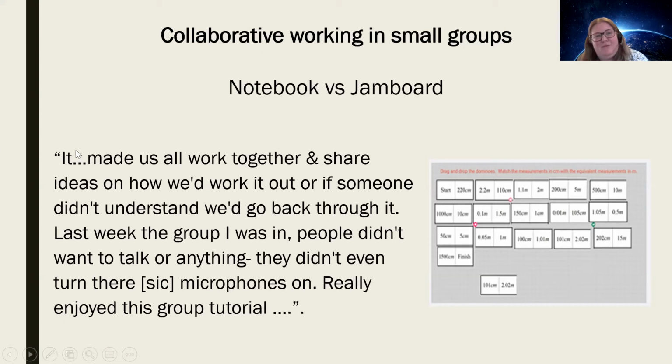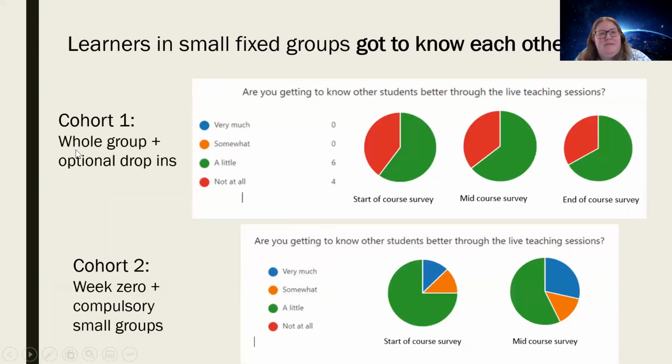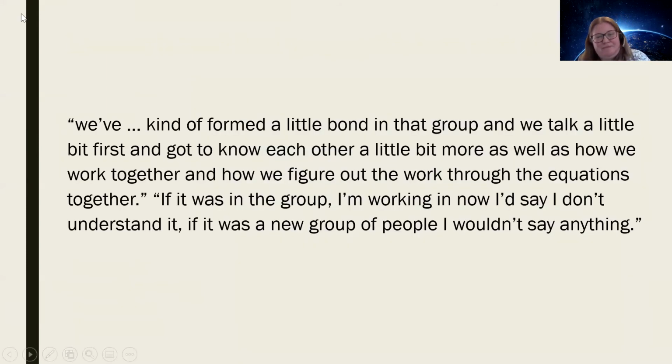So what did we learn? Well, firstly, the learners in that second cohort, compared to the first, who learned in small fixed groups got to know each other better. Red is that they didn't know each other at all. Green is a little. You'll see from that first group that we never progressed beyond not knowing people or only knowing them a little. But on that second cohort, there's no red whatsoever.